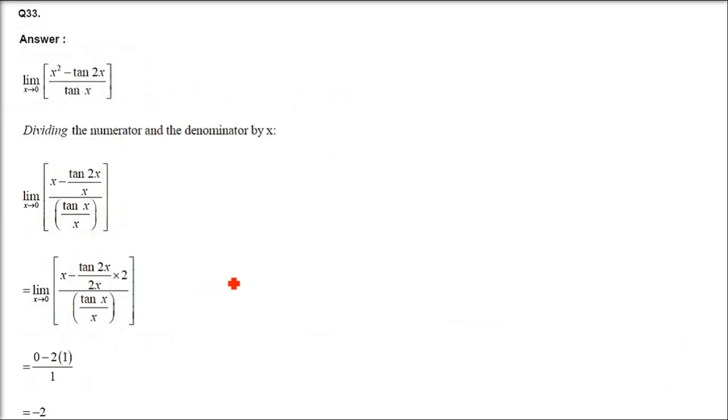This is question number 33. Limit x tends to 0, (x square minus tan 2x) by 10x. So limit x tends to 0, let's divide numerator and denominator by x. You can divide. So (x minus tan 2x by x), in the denominator you have tan x by x. So what do you get here? Tan 2x by x, so just multiply numerator and denominator by 2 so that you can get 2x here.